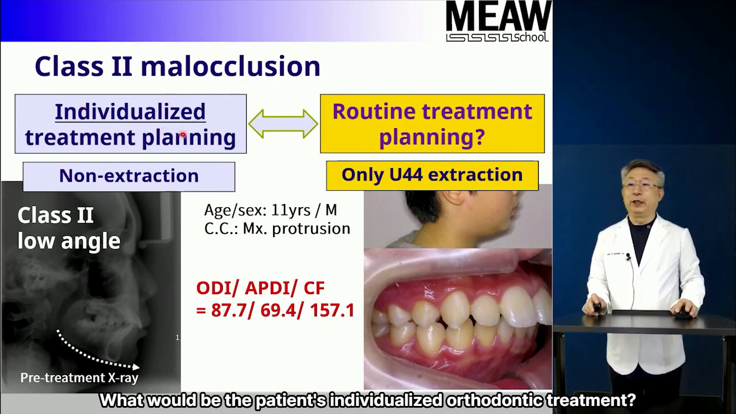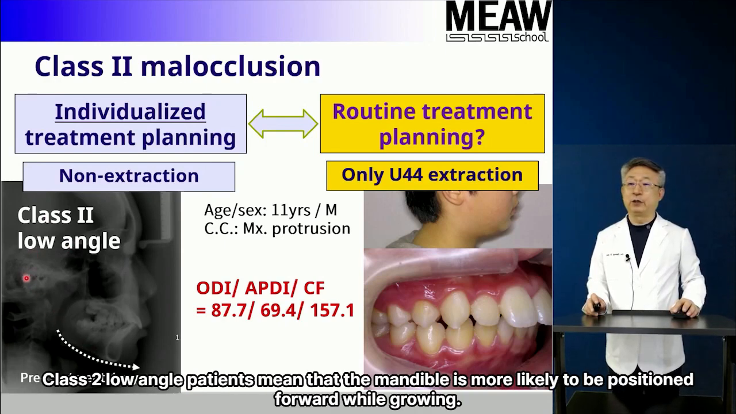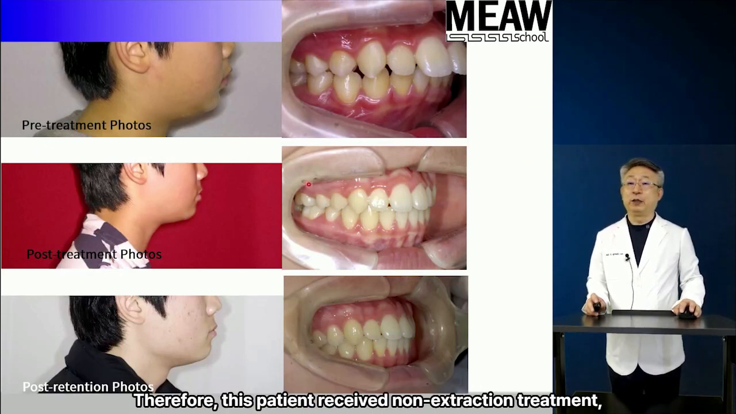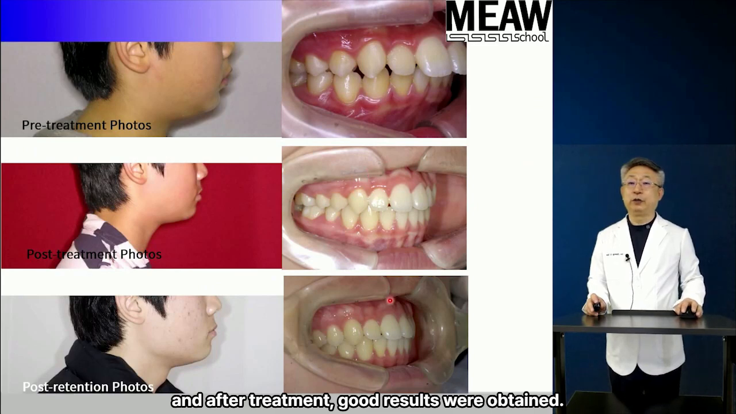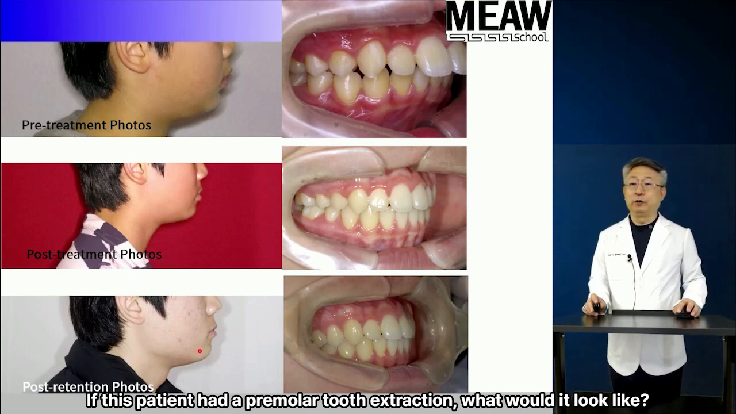What would be the patient's individualized orthodontic treatment? First, look at the skeletal pattern of ODI, APDI, and CF. This patient is Class 2 low angle. Class 2 low angle patients mean that the mandible is more likely to be positioned forward while growing. Therefore, this patient received non-extraction treatment, and after treatment, good results were obtained. If this patient had a premolar extraction, what would it look like?